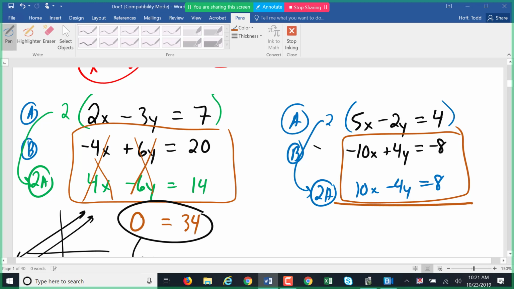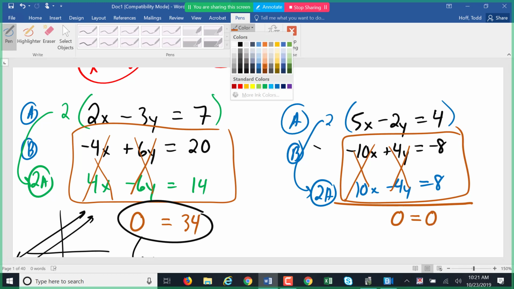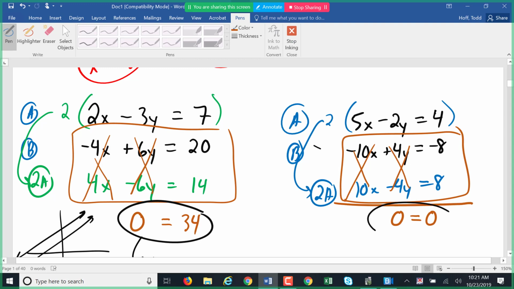When I add those together, everything cancels out. Negative 10x cancels out. 4y and negative 4y cancels out. So I have 0 on the left side. But I have negative 8 and positive 8. Add the 0 on the right side as well. That is always true.